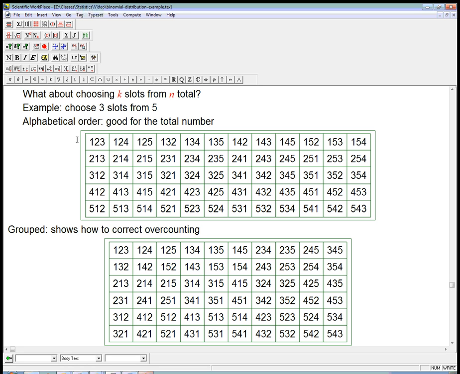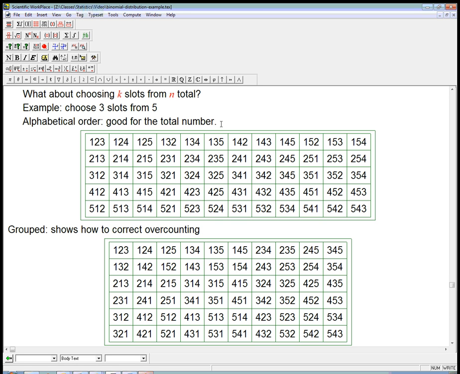I've spent a fair amount of time writing these tables down by hand. I probably should have had a computer do it. Here's one way we could choose 3 numbers out of 5 with the order mattering. So, for example, 3, 4, 5 is listed separately from 5, 4, 3, etc. And I just listed them in alphabetical order. That's a good way to see the pattern for the total number.